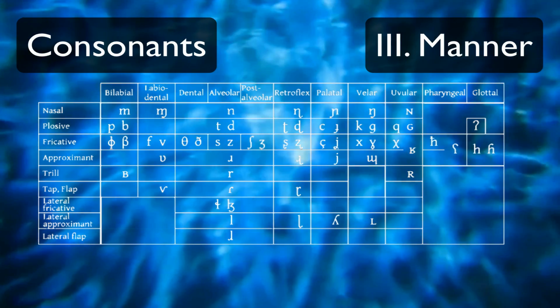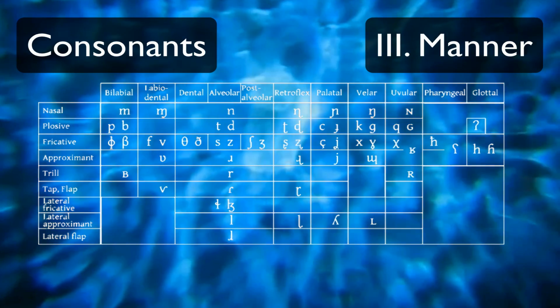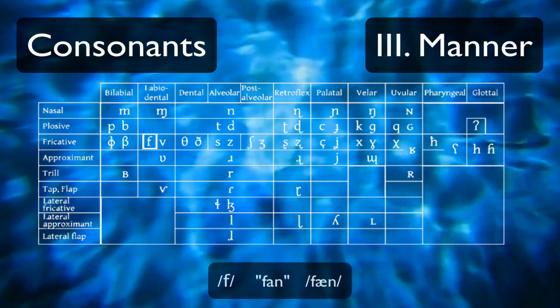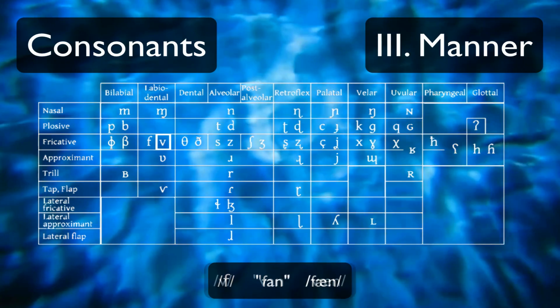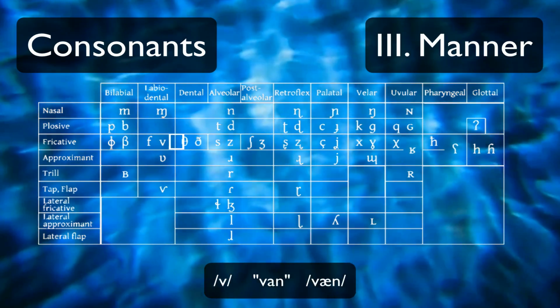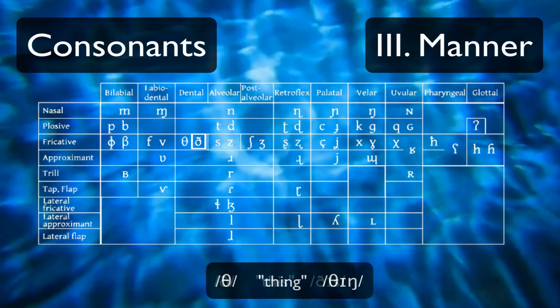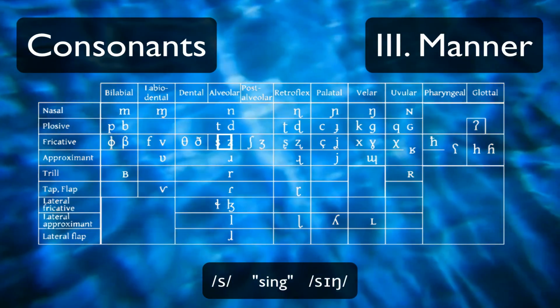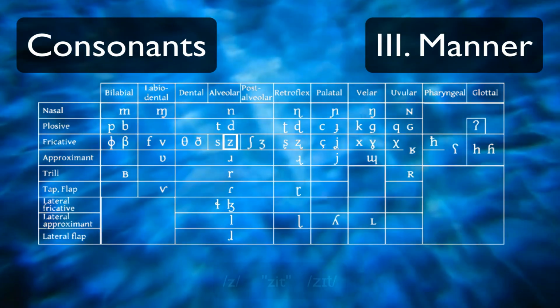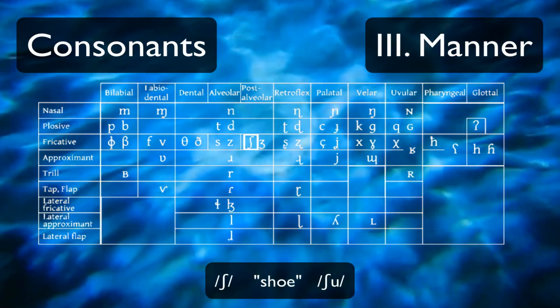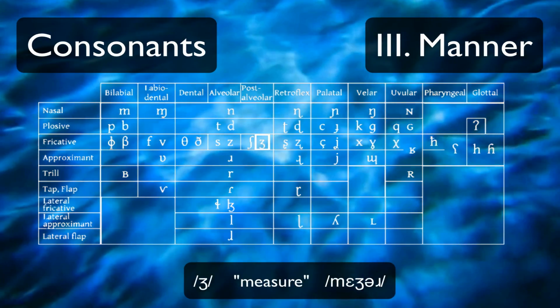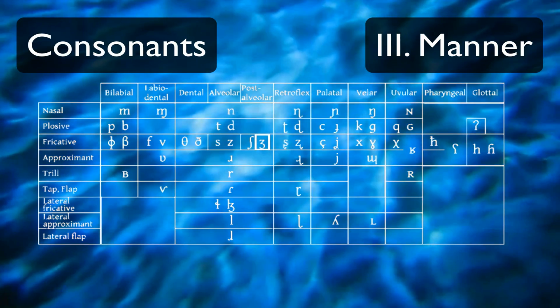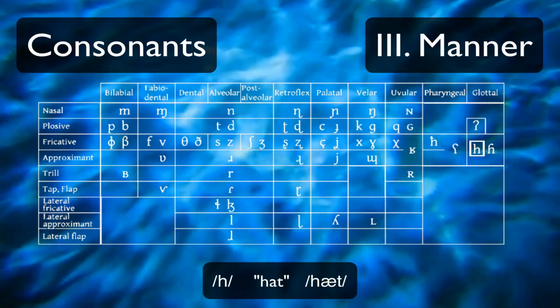In terms of fricatives, they're almost all in voiceless voiced pairs. We have the labiodental f and v, the dental th and th, the alveolar s and z, the post-alveolar sh and j, and the unvoiced glottal fricative h.